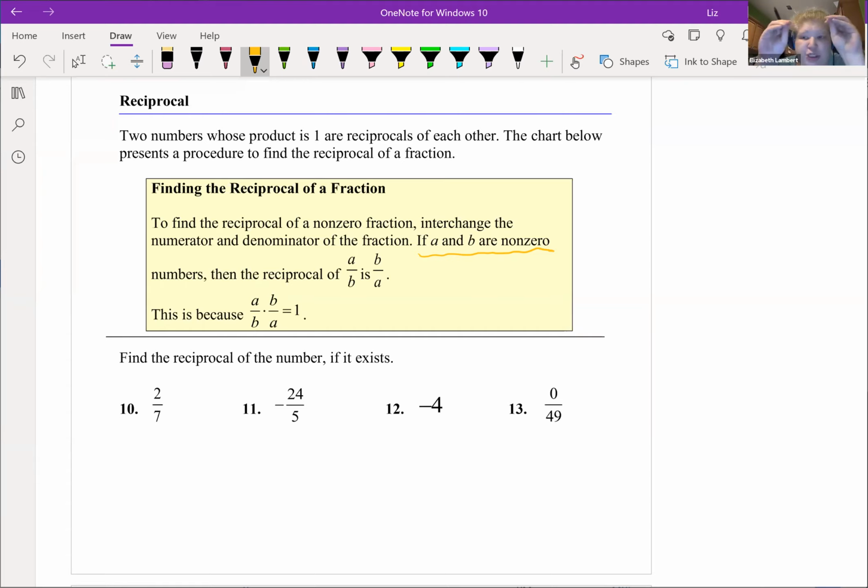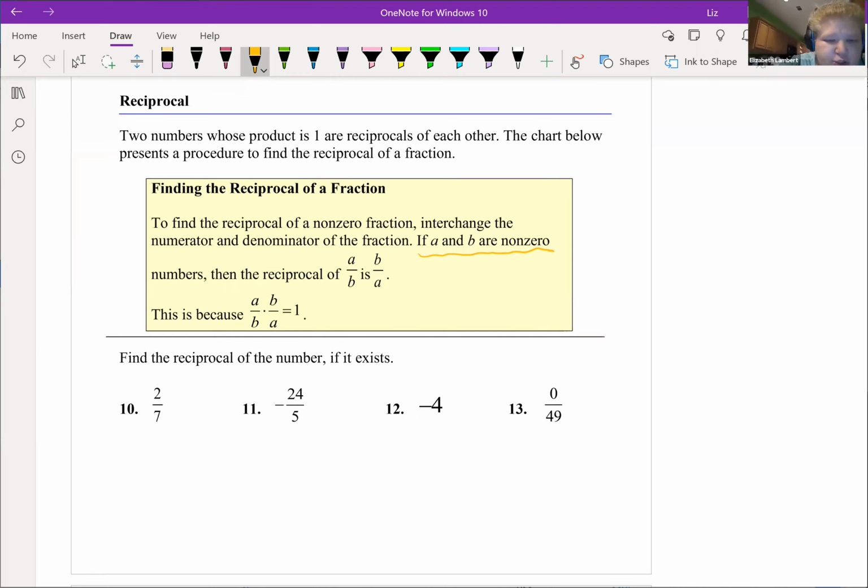Here, we don't change the sign. The reciprocal, just reciprocal, has the same sign as the original. That way, when they multiply, they turn into a positive one. So if our first number is positive, the reciprocal is positive. If the first number is negative, the reciprocal is negative. Okay? That way they multiply to a positive 1. If you're not sure, multiply, see if they become positive 1.